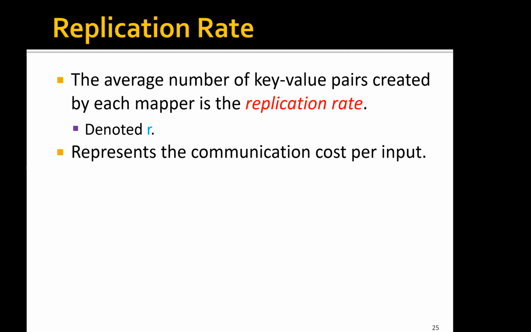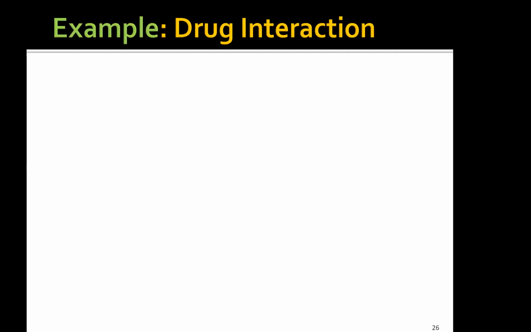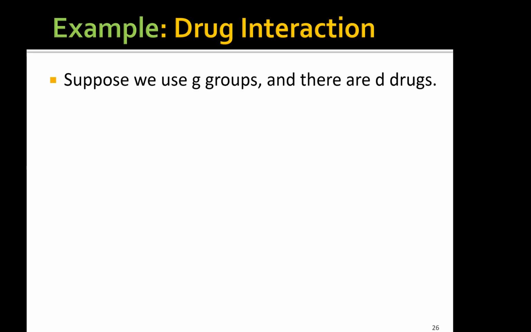And then the other member of this trade-off is the replication rate, which we'll always denote by a blue R, and it's the average number of key-value pairs that are created by a mapper for each input. So it's essentially the communication cost per input. So let's look at the drug interaction problem and see how Q and R are related.